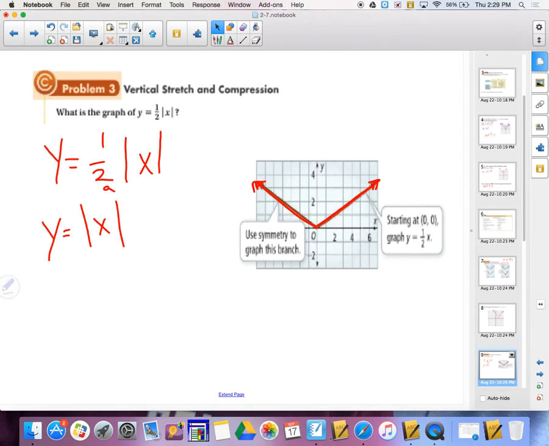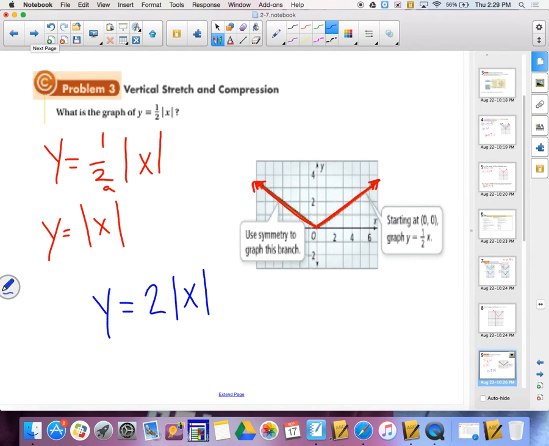What if I would have given you this one? Would I stretch or compress? Stretch. So that one would have looked something like that right there. And then a shrink would look like this. Whenever you're shrinking it or making it bigger, do you move the vertex? No, the vertex stays the same.